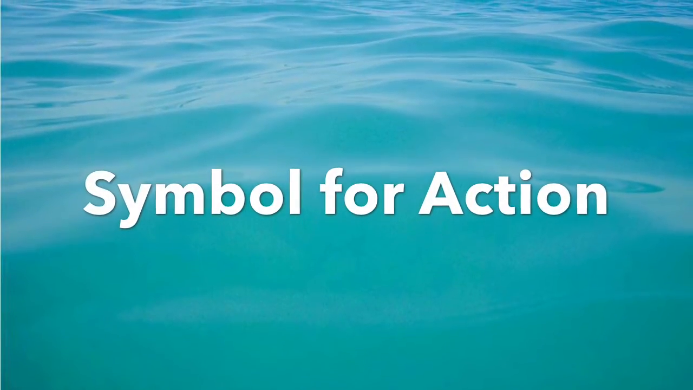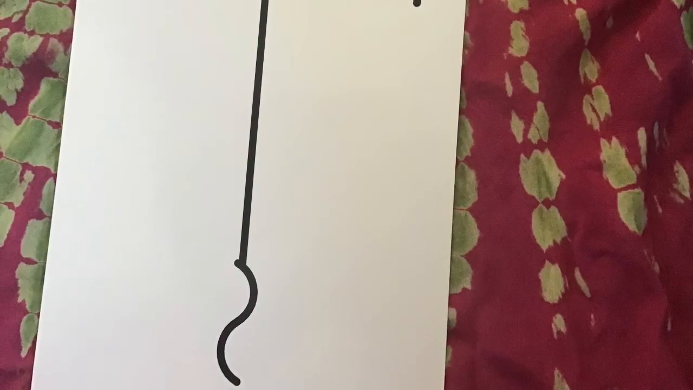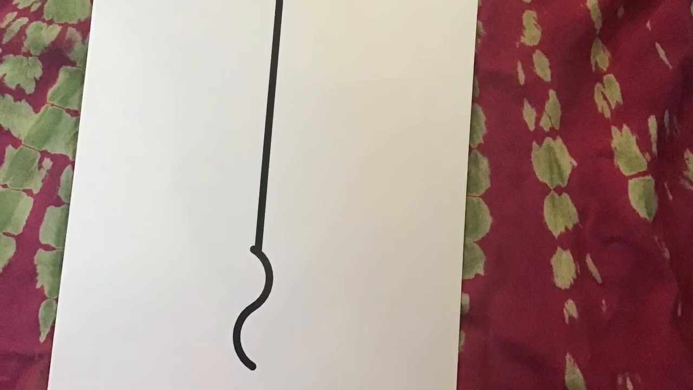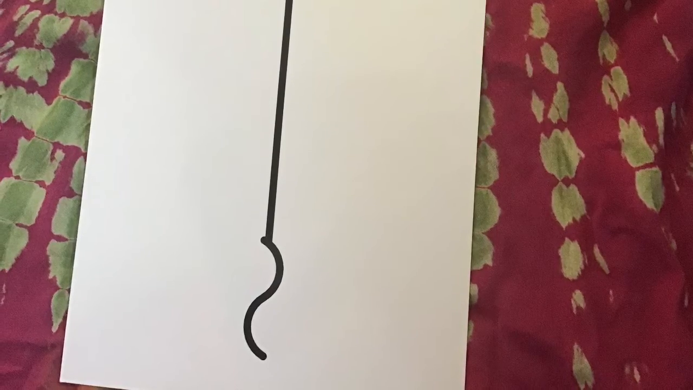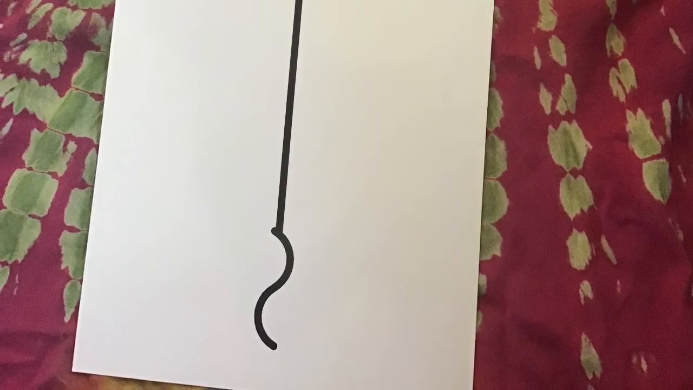Let's discover them. The symbol that represents any kind of action is a straight line with a curvy shape at the bottom. We can use this symbol to represent any kind of action, like running, walking, extending an arm, flexing, or rotating.